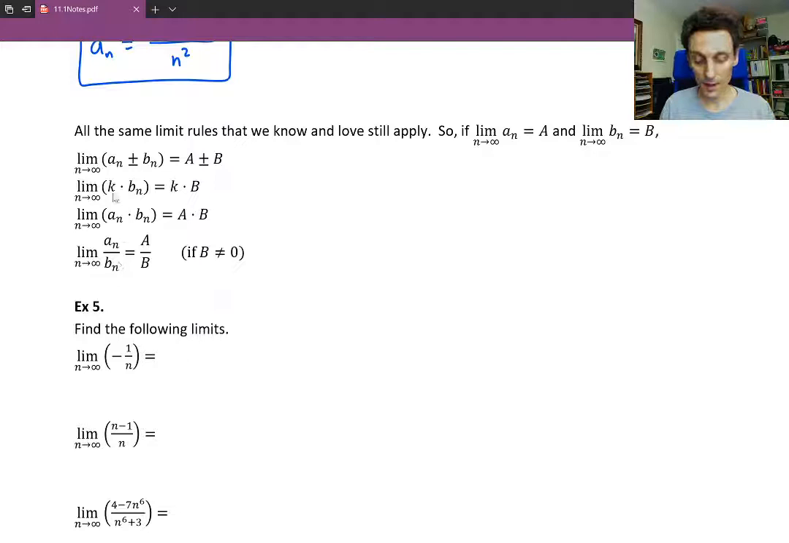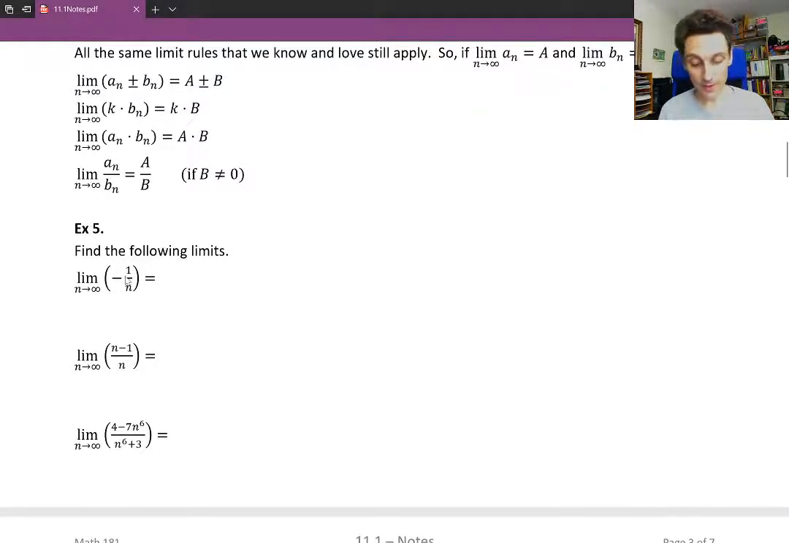But this other property here is also something that we know about. You can pull constants out of limits, just like you could in the past. So this k can come out of the limit, and then you have just the limit as n approaches infinity of the b sub n's, which we said a moment ago converged to big B.